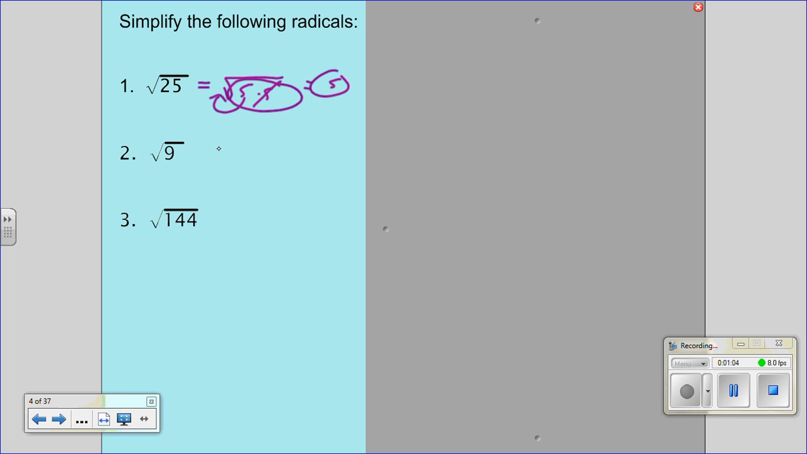So the square root of 9 is going to equal the square root of 3 times 3. And again, I have a pair of numbers. One 3 cancels out, one 3 comes outside. So the square root of 9 is simply just 3. You can do number 3 on your own.